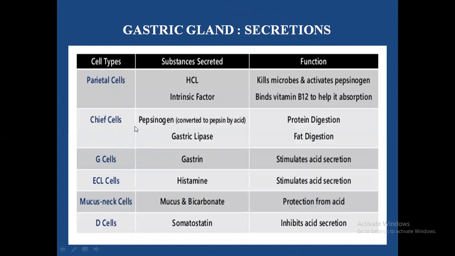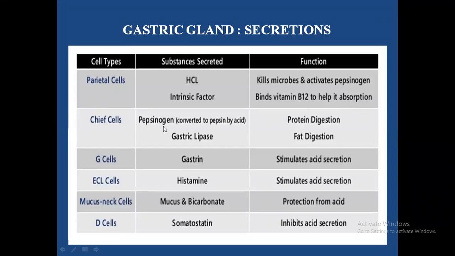Okay, this is the chart. What cells are present in the gastric gland, what substances they secrete, and what is the role of those substances. So you have to learn this chart. Parietal cells produce HCl and intrinsic factor. HCl kills the microorganisms and activates the pepsinogen enzyme. So pepsinogen is activated by the HCl. And intrinsic factor, I already told, is for vitamin B12 absorption.